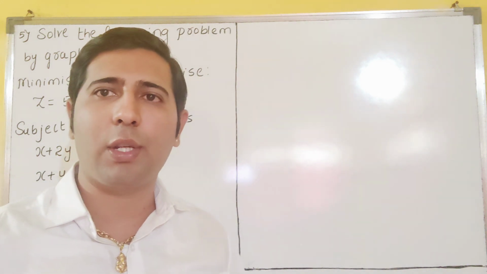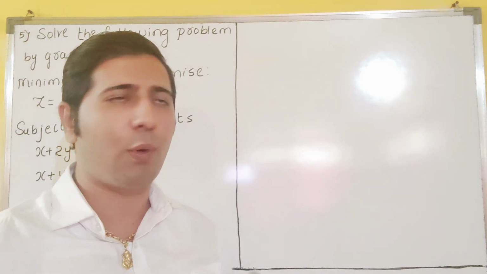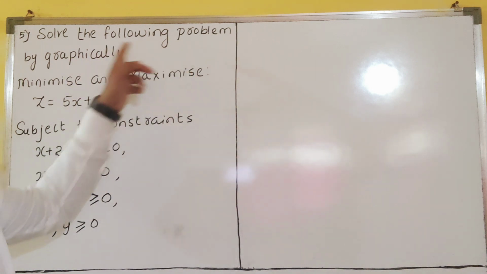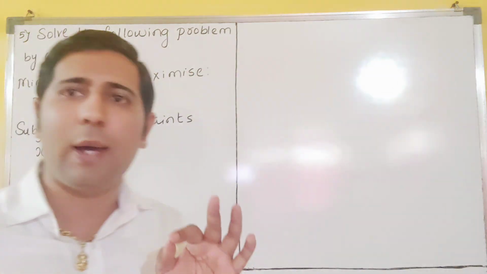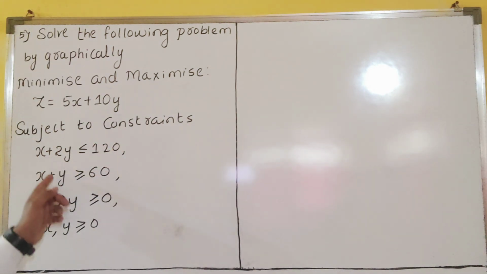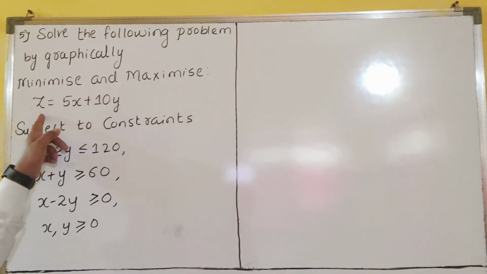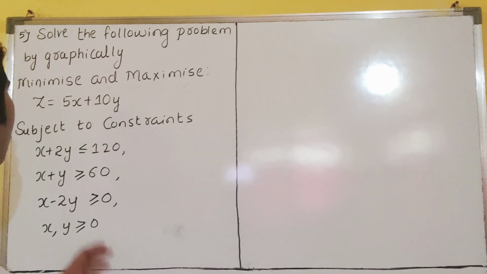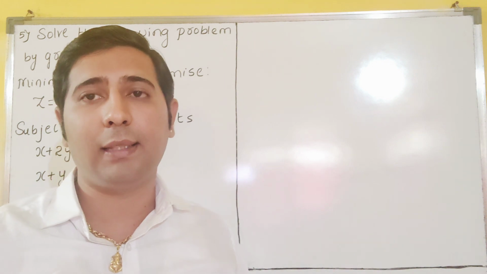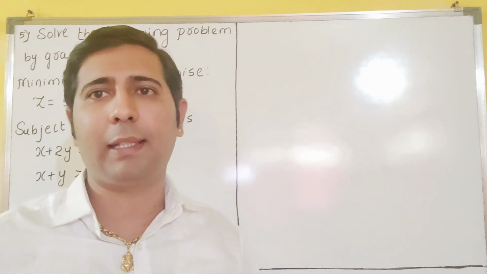So this is a very good question, dear students. How to solve, you see here properly. We have to draw the graph. Graph means we require points. So first we have to take the subject to constraints here. I have to minimize and maximize z, dear students. Maximize is nothing but finding the minimum value and maximum value of z.